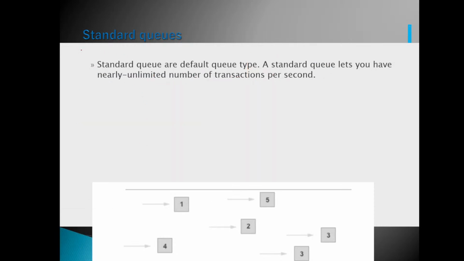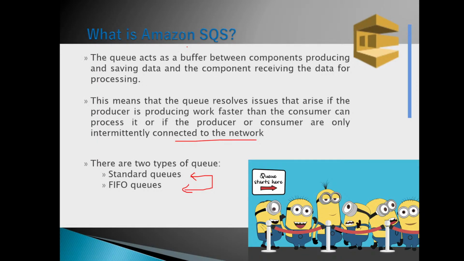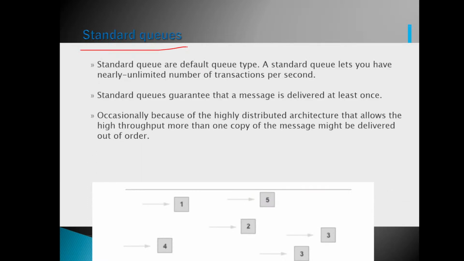Okay, so let's understand the difference between the two queues. We have two types of queues, standard and FIFO. Standard queues are the default queue. A standard queue lets you have nearly unlimited number of transactions per second. So you can send an unlimited number of messages in the queue. Standard queue guarantees that a message is delivered at least once. Occasionally, because of the highly distributed architecture that allows high throughput, more than one copy of a message might be delivered.